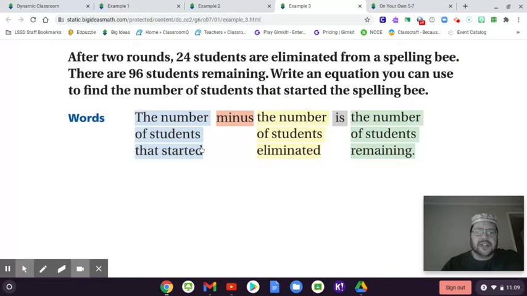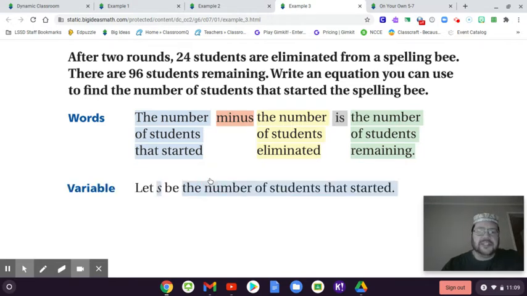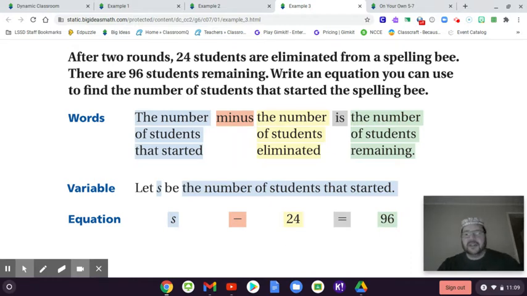The number of students who started minus the total number of students that have been eliminated is the number of students remaining. So the number of students that started, we would pick a letter for that because that's what we're trying to solve. We could use S or X or N or whatever letter we want. Let's use S for the number of students that started. That is our variable. So we would say S minus 24, which is the number of students eliminated, equals 96, which is the amount that we started with. Later in this chapter, we'll be solving these equations, but right now we are just writing the equation. So S minus 24 equals 96.